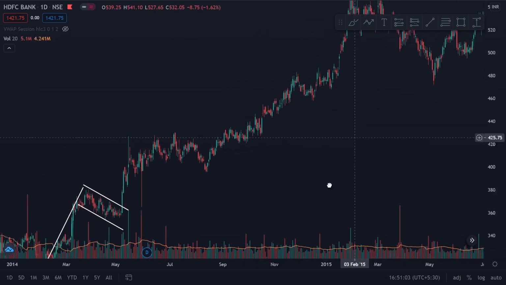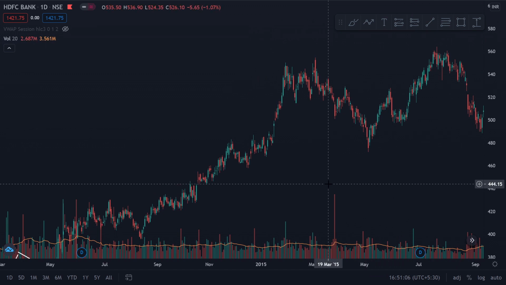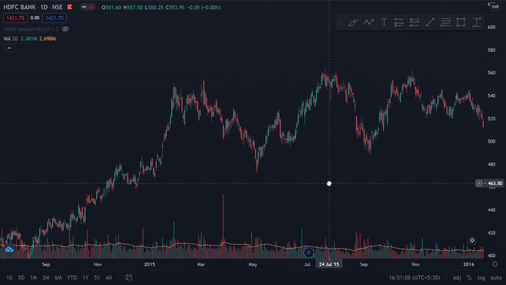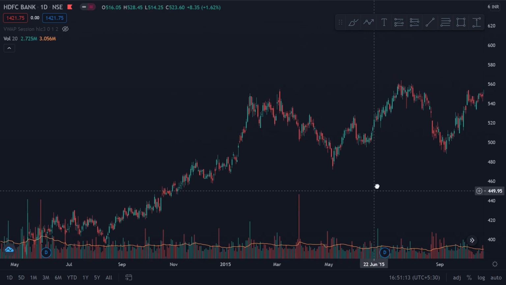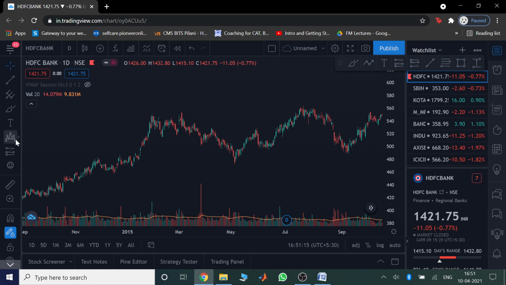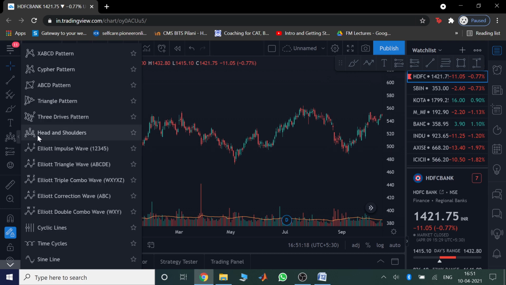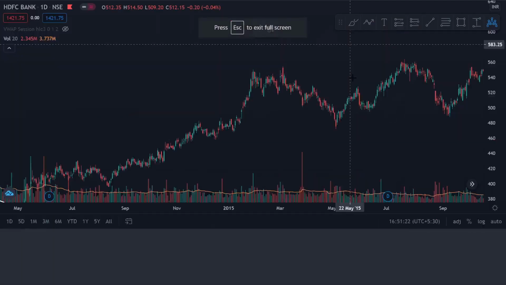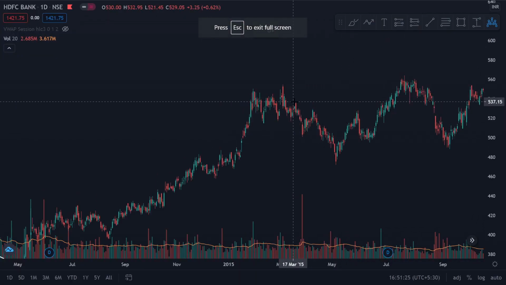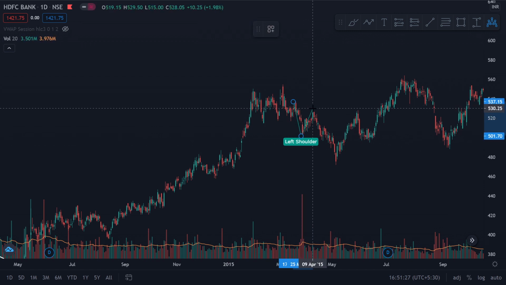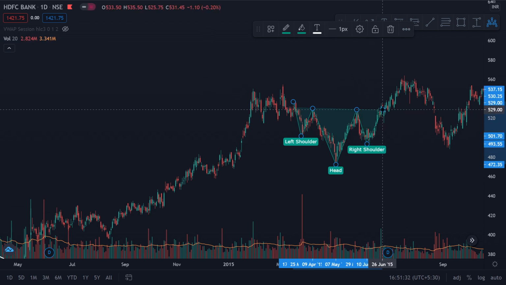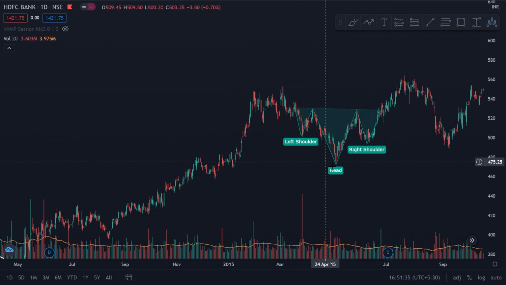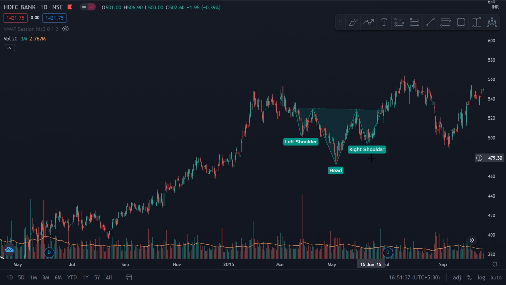Now I'll move forward. Now here, what can you see? I can see something. So if you go here in this menu on the TradingView platform, you get a head and shoulders pattern option. So you can select that. Now where do I observe a head and shoulder? I do not observe a head and shoulder, I observe an inverted head and shoulder right here.